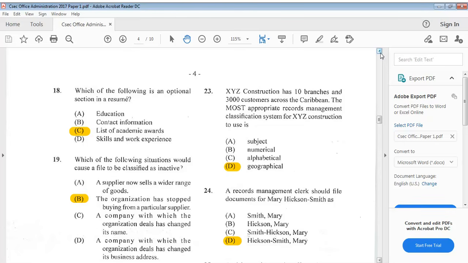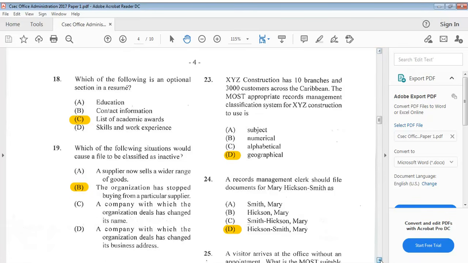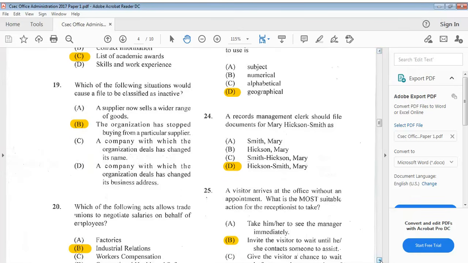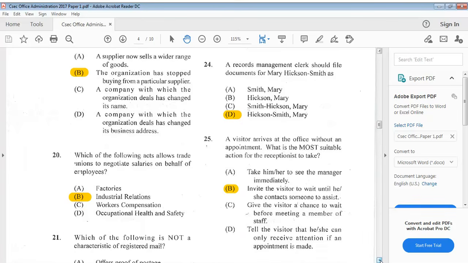A records management clerk should file documents for Mary Ixon Smith as A. Smith Mary, B. Ixon Mary, C. Smith Ixon Mary, or D. Ixon Smith Mary. So we know it would be D. Ixon Smith Mary. That's how we would file a document in records management. Okay, let's move on to number 25.